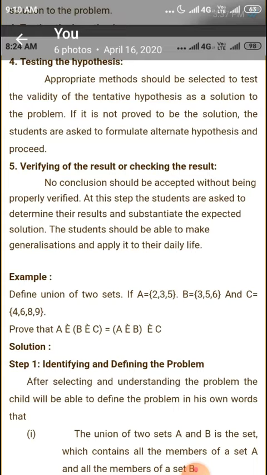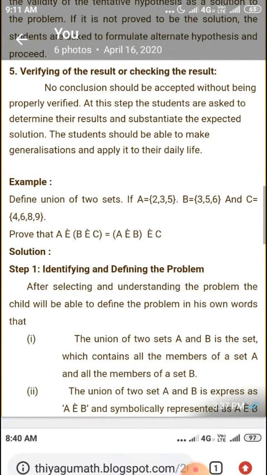Example: define union of the sets A, B and C. Prove that (A ∪ B) ∪ C = A ∪ (B ∪ C). Solution. Step first, identifying and defining the problem. After selecting and understanding the problem, the child will be able to define the problem in his own words.